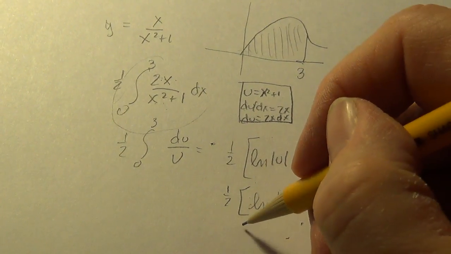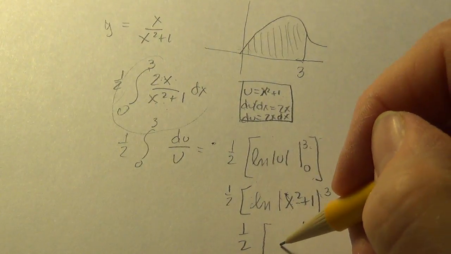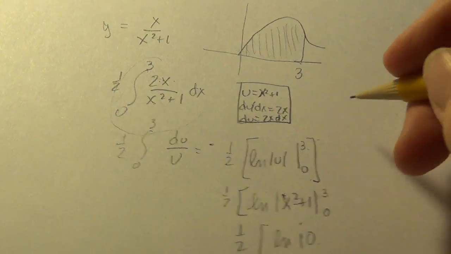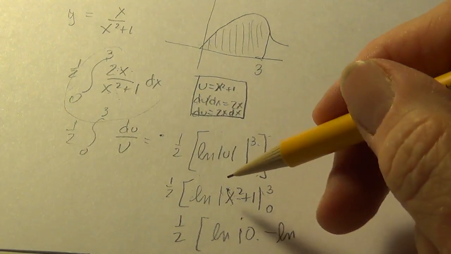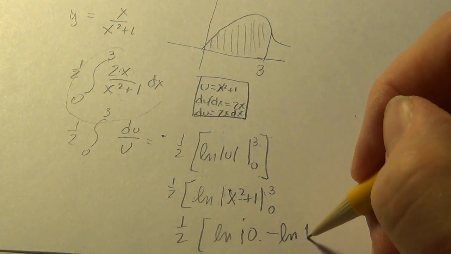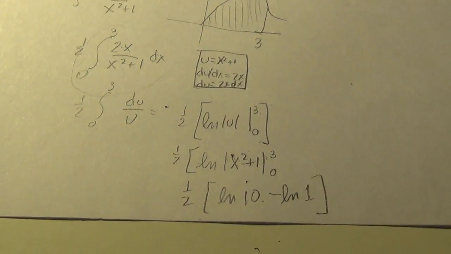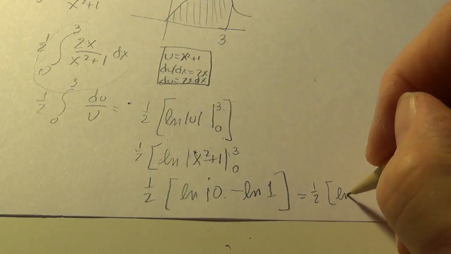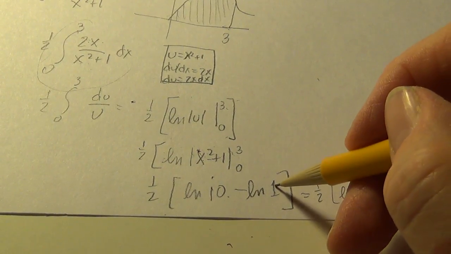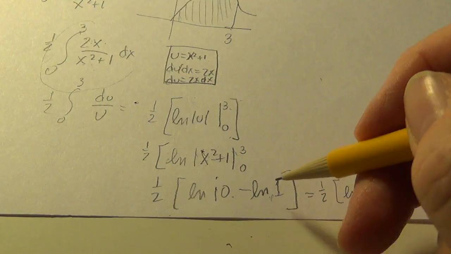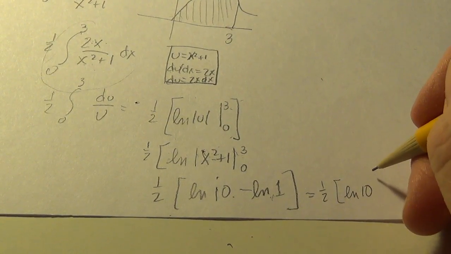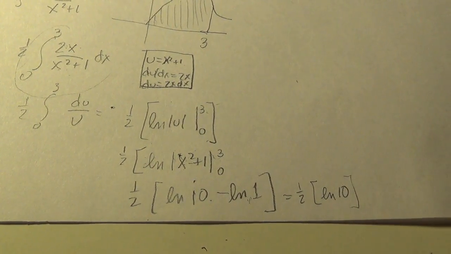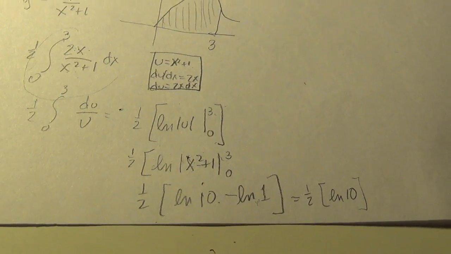All right, so 1/2 ln of x squared plus 1 at 3 is 10, minus ln of 0 squared plus 1, ln of 1. So I'm going to get 1/2 ln of 10, and ln of 1 is, what exponent do I give e to get 1, so it's just 0. So I end up with 1/2 ln of 10, and I plug that in. This is the exact answer, but it's around 1.151.